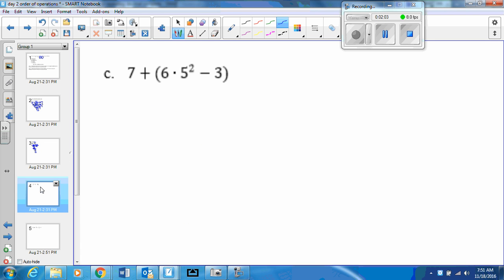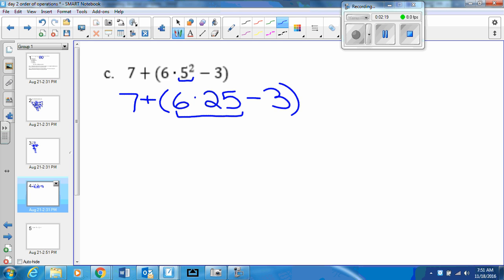Our next example, 7 plus the quantity 6 times 5 squared minus 3. In the parentheses, I would start with the exponent. Remember, 5 squared means 5 times 5, which is 25. Next in the parentheses, I would multiply. 6 times 25. That becomes 150.